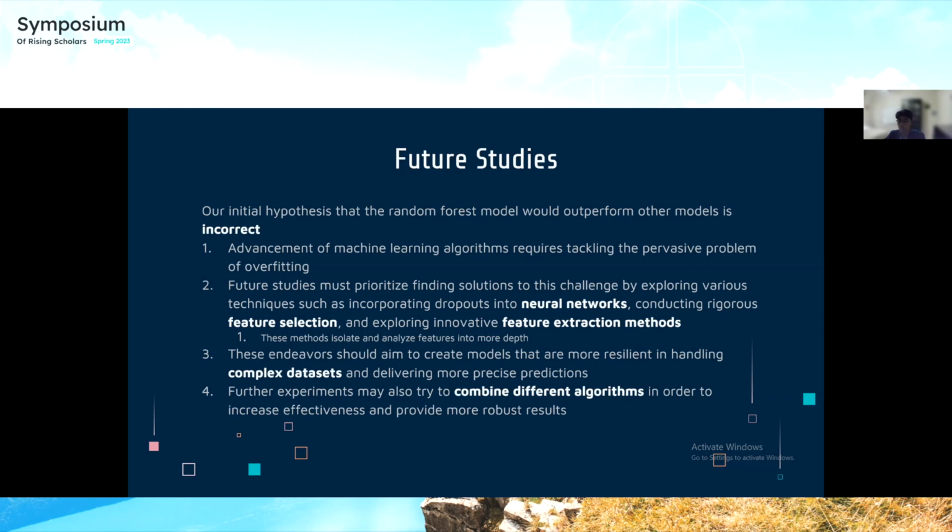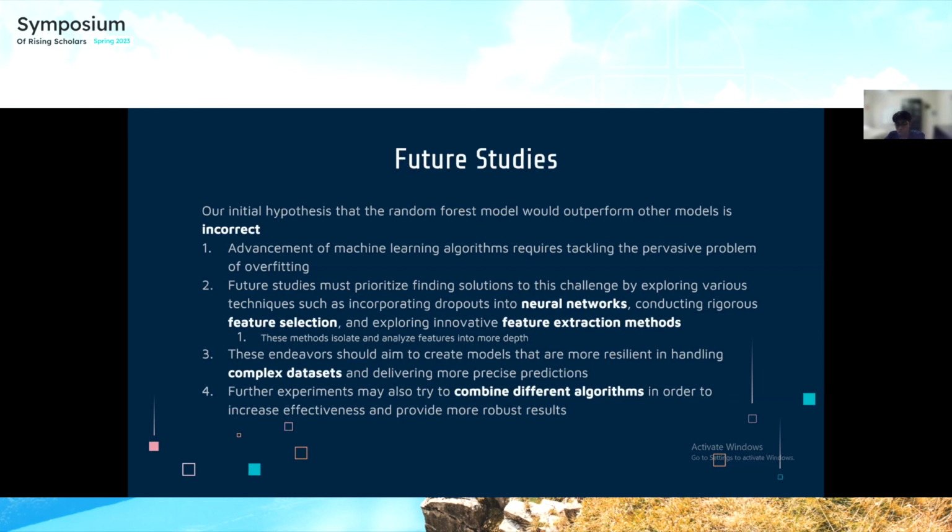Thus, we can use new studies that can help try incorporating dropouts into neural networks, conducting rigorous feature selection, or exploring innovative feature extraction methods. These are three different ideas that all help isolate and analyze specific features more in depth of each input data. This way, if we analyze the data even more, we can help the model not overfit and just understand the underlying data.